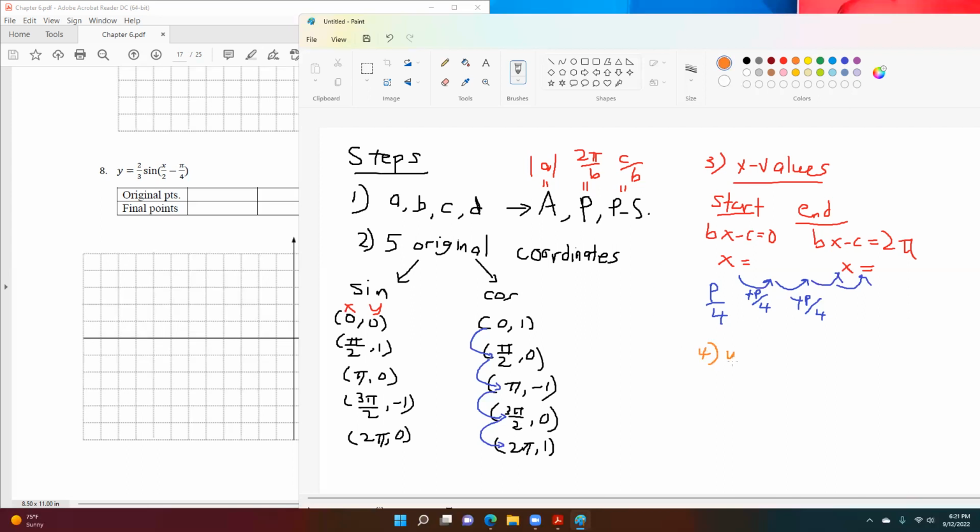And then the last thing is to figure out your y values. In order to figure out your y values, you take all the y values that you have in your original coordinates. You multiply these by A. Again, A in this case is the number in front of the sine or cosine. Then add or subtract D. Again, D is the number that you added or subtracted at the end there. And this will affect your y values. And the last thing we have to do here is draw 2 cycles.